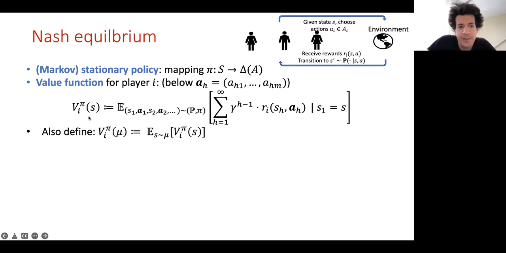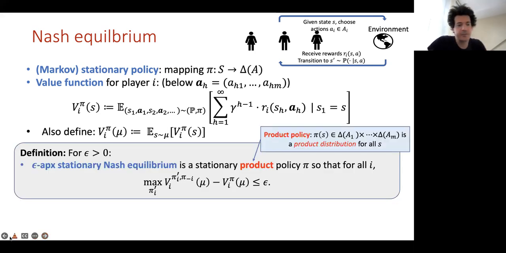Here I have a separate object for every state, right? So for every player and every state and every policy, I consider the value if I were to follow this policy starting at that state. While here I'm sampling the starting state from the distribution mu. That is the little distinction. So when I write V_i^π of s, I mean I start at s. When I write V_i^π of mu, I start at an s sampled from mu, and then I run my policy.